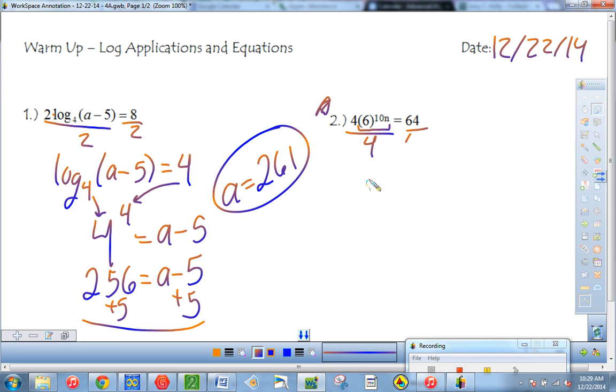So 6, come on. What is happening here? Whoa. Wow, computer going crazy. 6 to the 10n equals 16.